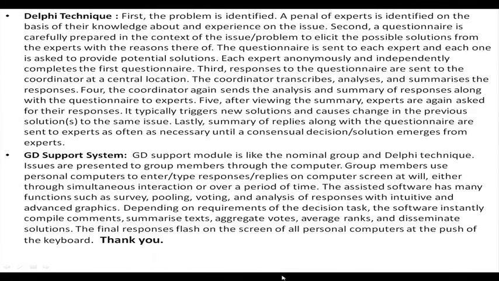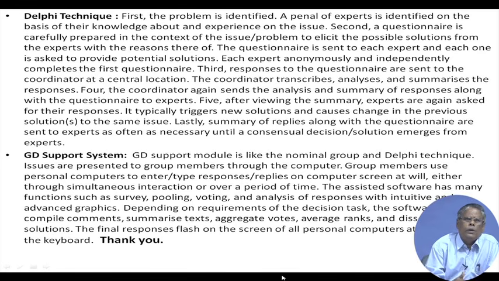creative ideas. Similarly, there is the Delphi technique, developed by the Rand Corporation in the USA. First, the problem is identified, and then a panel of experts is decided from different parts of the globe. They need not come to a physical location to make the decisions. And second, a questionnaire is carefully prepared in the context of the problem to elicit possible solutions from the experts with reasons thereof.